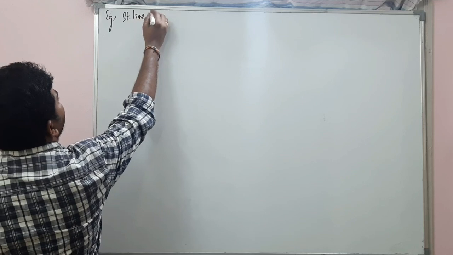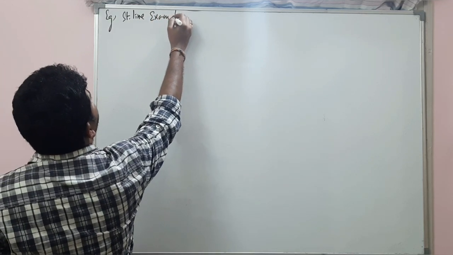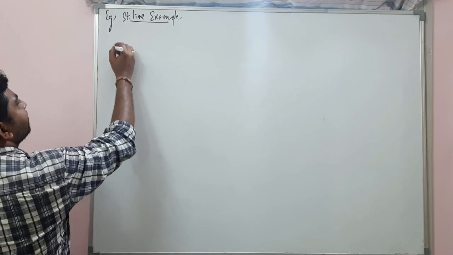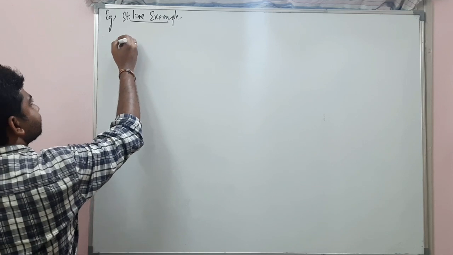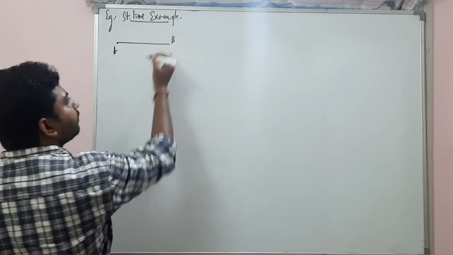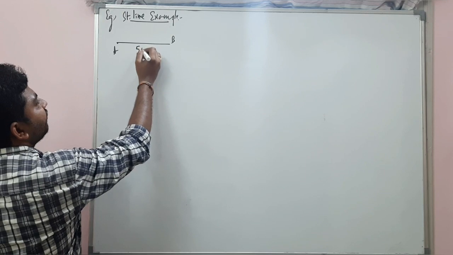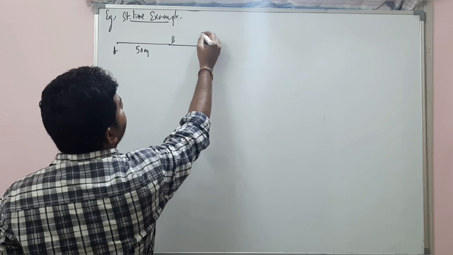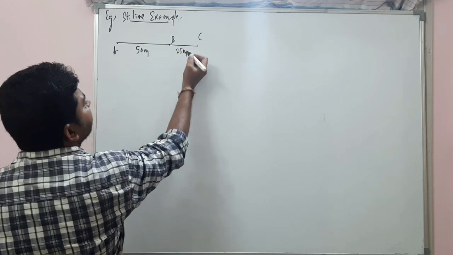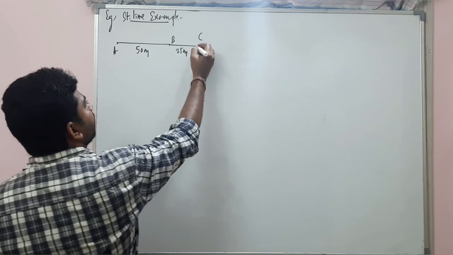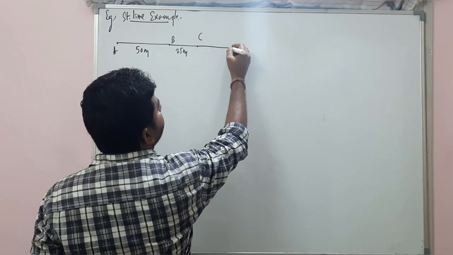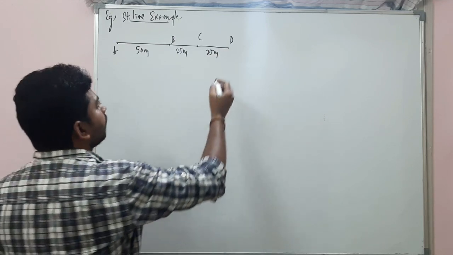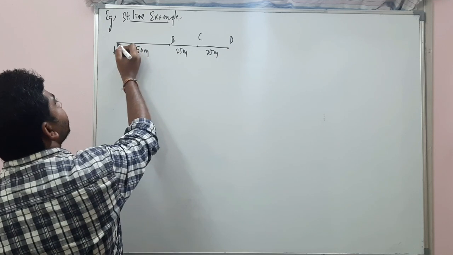Let's take first a straight line example. A body starts from point A and reaches point B, 50 meters away. From B to C, it is 25 meters. From C to D, it is another 25 meters. That's it. Initial point and the final point.